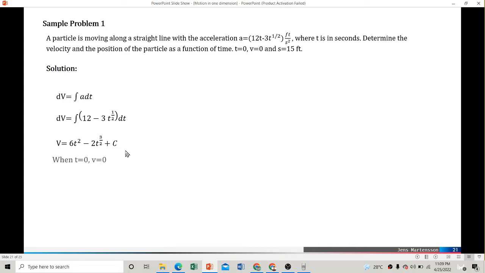So we know that our t is equals to 0 and v is equals to 0. So we could conclude that our c is equals to 0 gihapon.